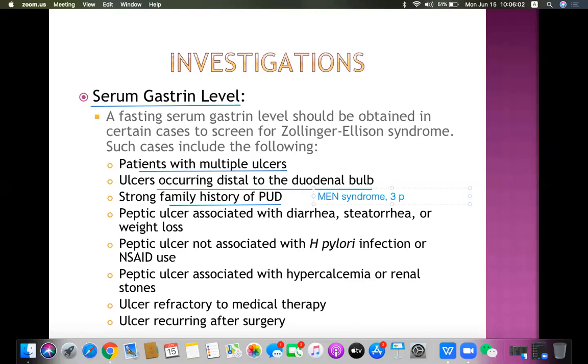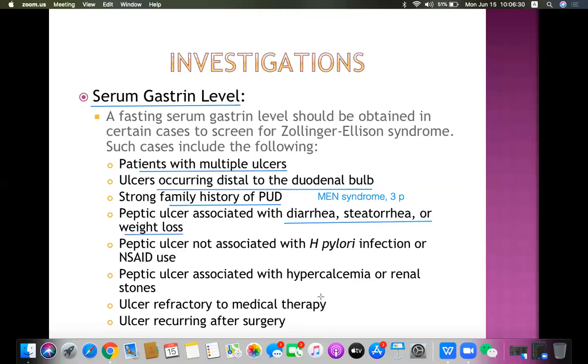3P means pituitary, parathyroid, and pancreas tumor. So this is a type of pancreatic tumor, gastrinoma. It has a strong association, and it runs in the family as an autosomal dominant disorder. Another important point, the peptic ulcer which is associated with diarrhea, steatorrhea, or weight loss.